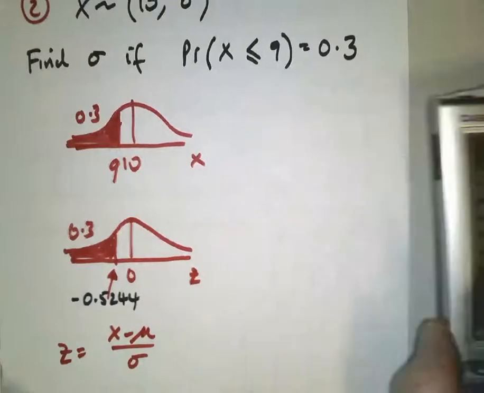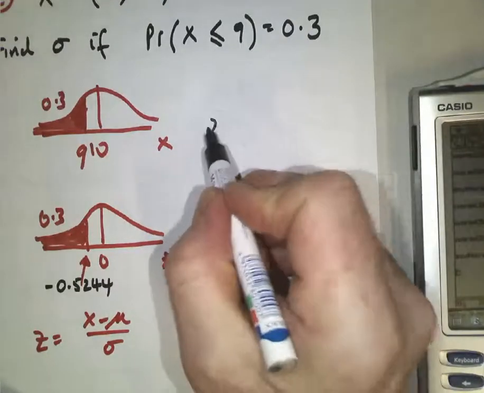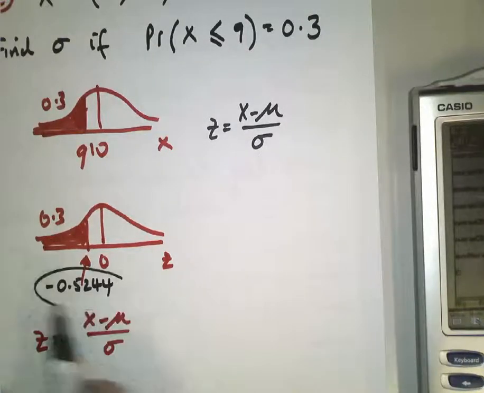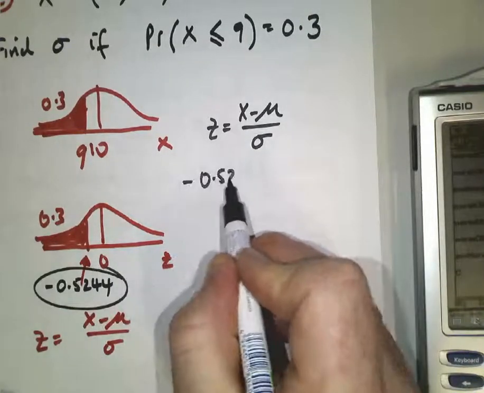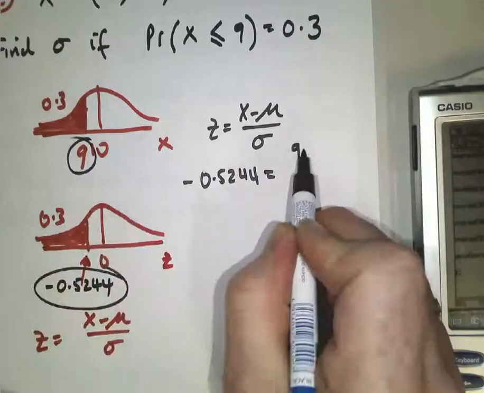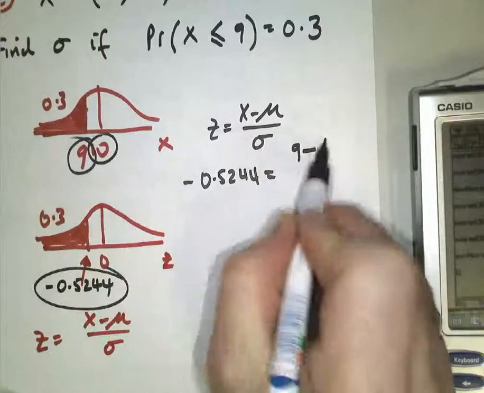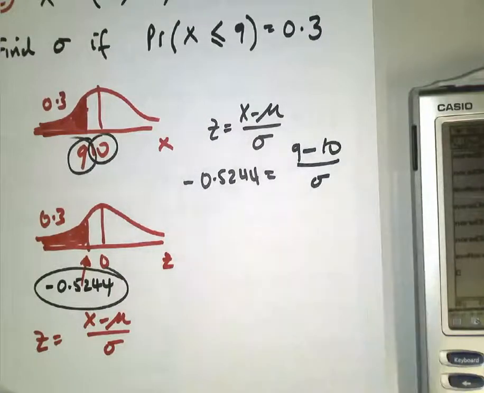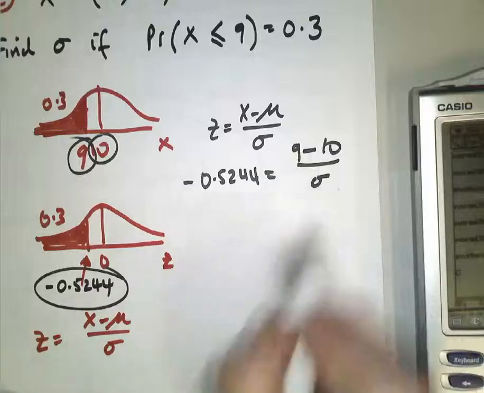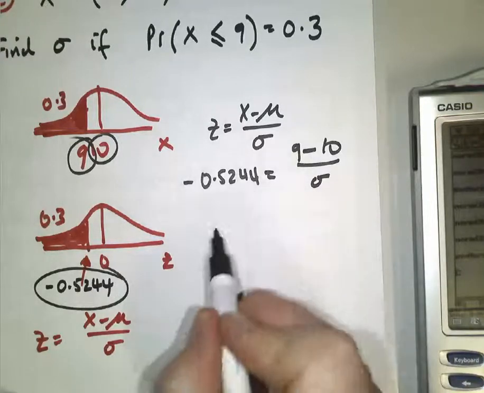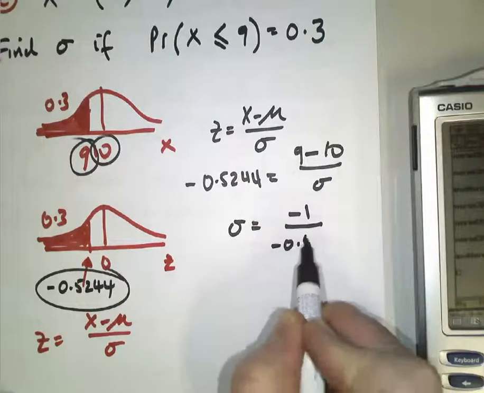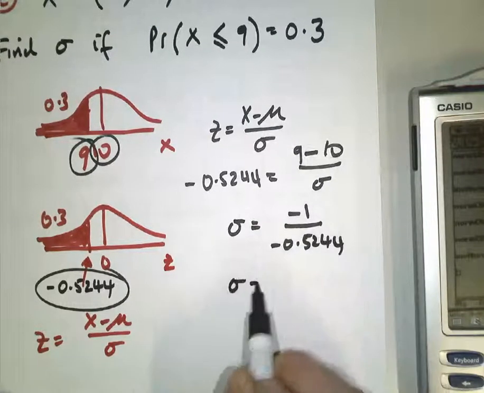So I'm now going to use the fact that Z equals X minus mu over standard deviation. The Z value, negative 0.5244, equals X, which is 9, minus the mean, which is 10, over the standard deviation. I now have an equation that only has one unknown, the standard deviation. So if we move that up over there and that down over there, the standard deviation equals negative 1 over negative 0.5244.